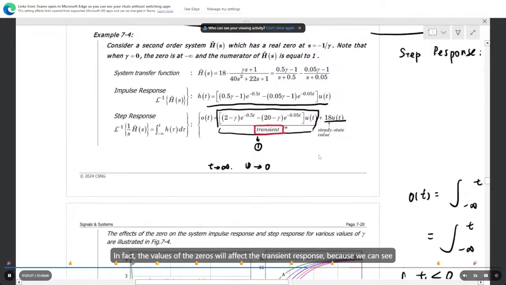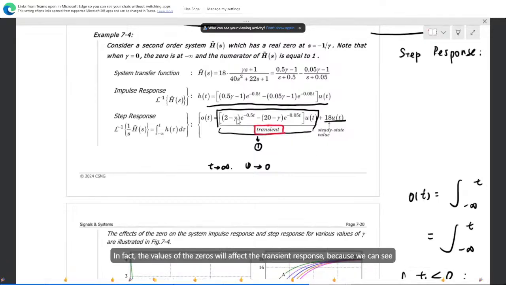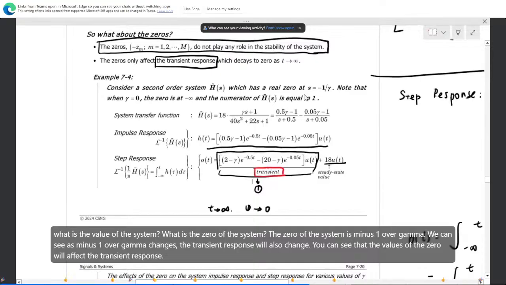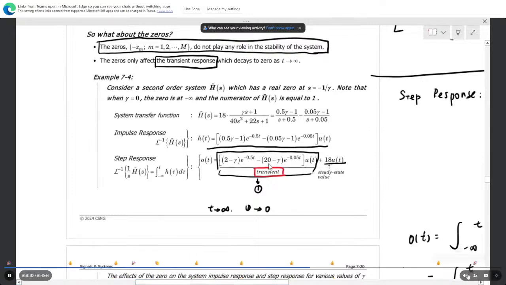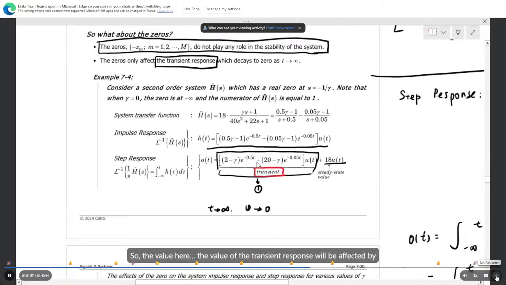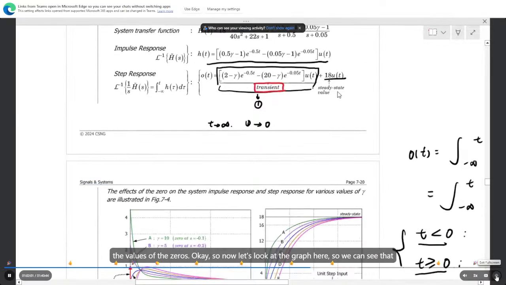In fact, the values of the zeros will affect the transient response. What is the zero of the system? The zero of the system is minus 1 over gamma. We can see that as minus 1 over gamma changes, the transient response will also change. You can see that the values of the zero will affect the transient response. Is that correct? So the value of the transient response will be affected by the values of the zeros.